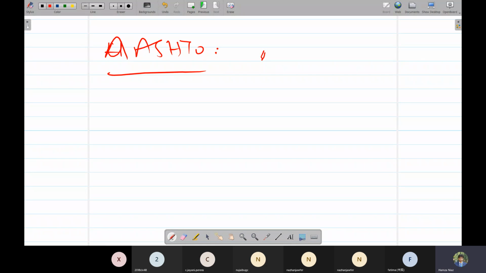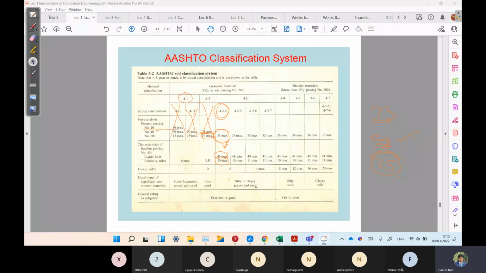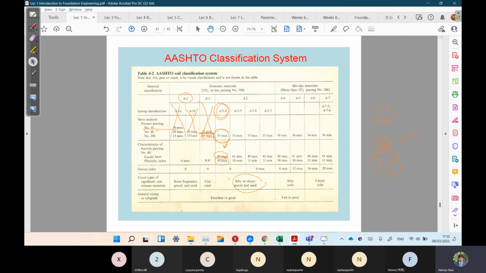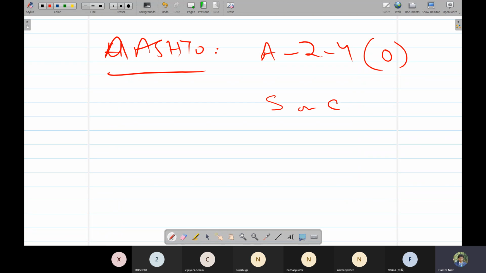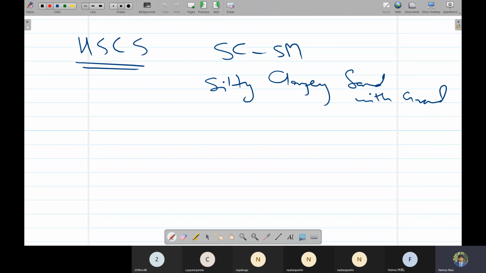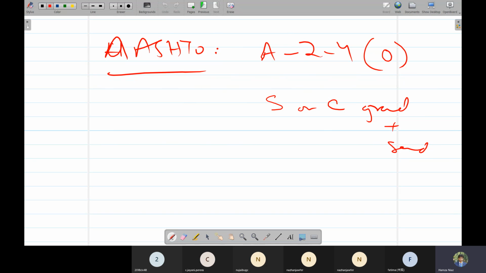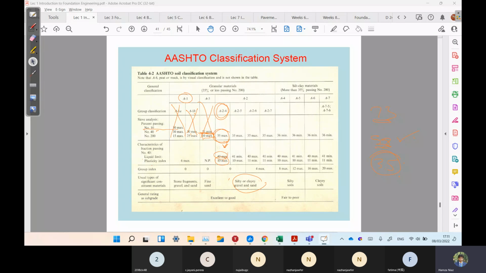H2 would be simply A2-4, and in brackets write the group index number. Group index number must be a round whole number, so you have to round it to the nearest. So this is how we can write it, and its descriptive part is silty or clayey gravel and sand. So if you check this with USCS, it was almost saying the same thing: silty clayey sand with gravel, and this is saying silty or clayey gravel plus sand. So this is the first type.